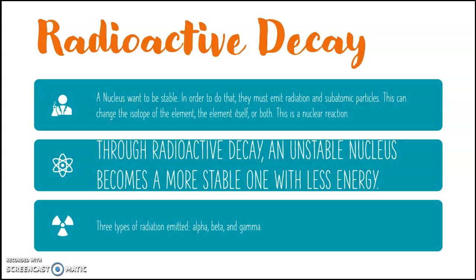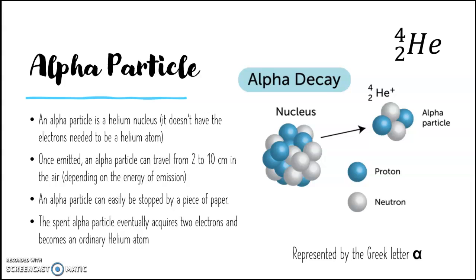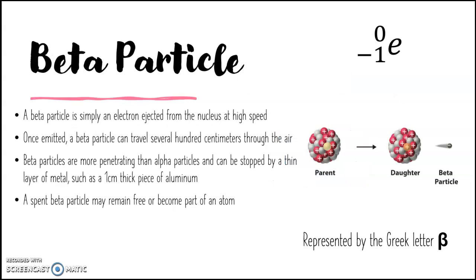Let's talk about the three specific types of radiation: alpha, beta, and gamma. An alpha emission is the expulsion of an alpha particle from an unstable disintegrating nucleus. This particle is simply a helium nucleus. Once emitted, it can be stopped by a piece of paper. It can become a complete helium atom by acquiring 2 electrons.